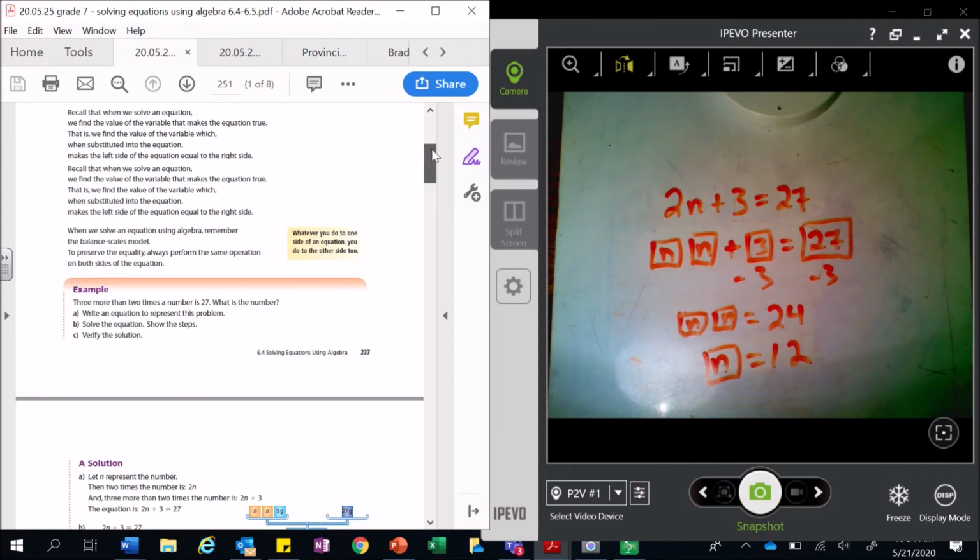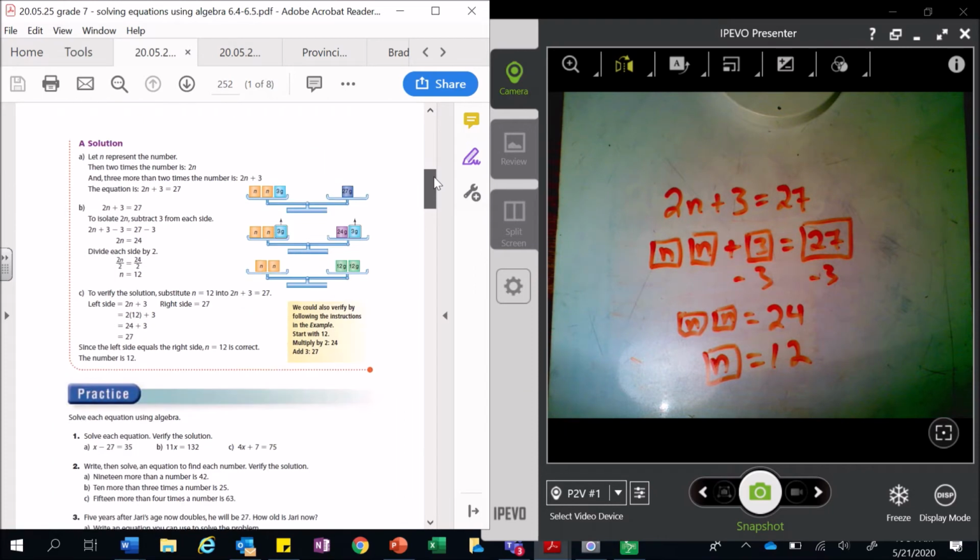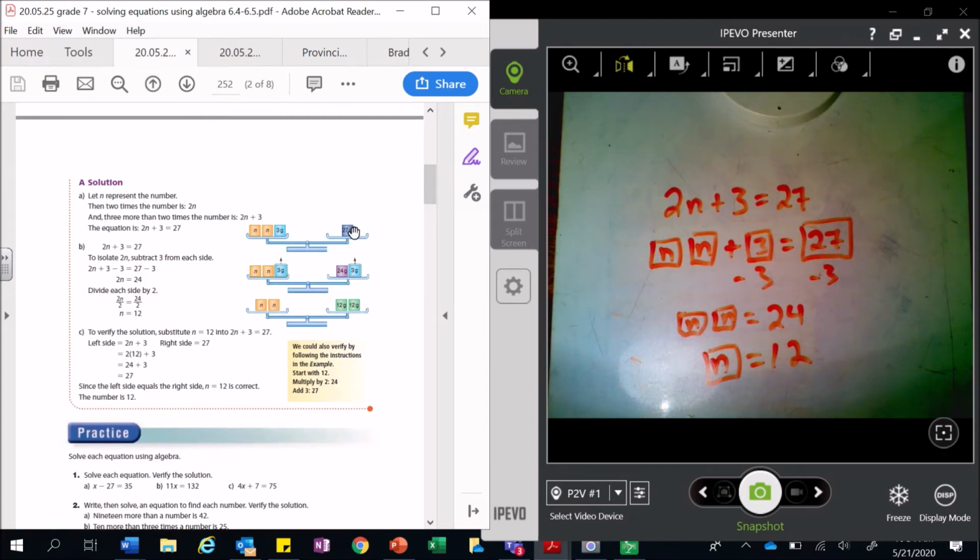Now let's take a look at how the textbook does it. They actually draw scales showing that this weighs the same amount as that. We know what 3 grams is. That's a constant. And 27 is a constant. But the variable, we don't know what those are. So we have to figure out what plus itself plus 3 equals 27. 12 plus 12 plus 3 equals 27. They did the same thing.